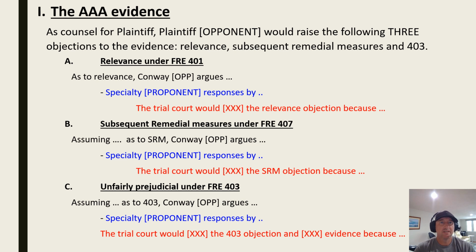Next, for me, think about it as the next dividing line, the capital letters are what objections would the opponent have to that item of evidence. So if the AAA evidence is the first item of evidence at issue, I like these topic sentences right below the first topic sentence you see. As counsel for the plaintiff, opponent, they are the opponent, plaintiff would raise the following three objections: relevance, subsequent remedial measures under 407, and 403.